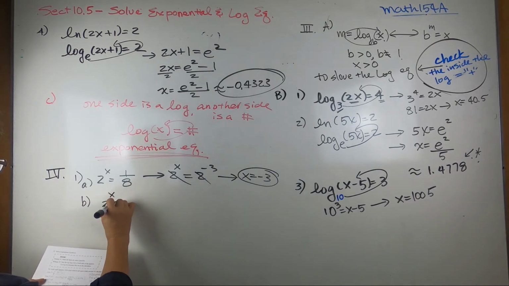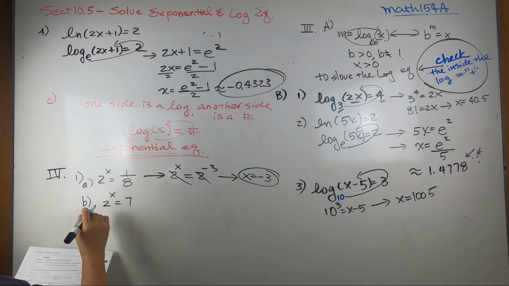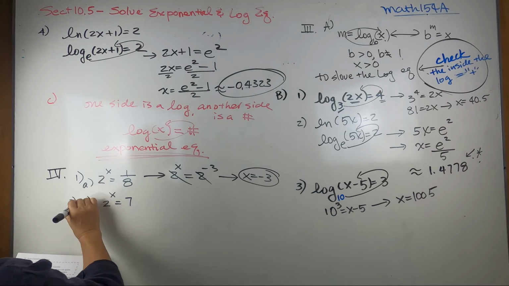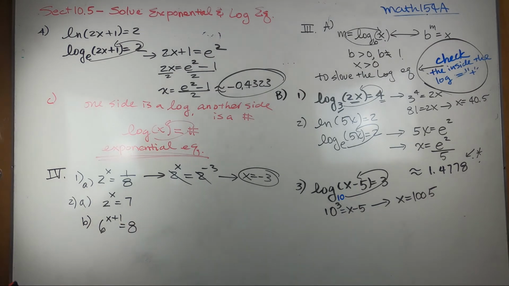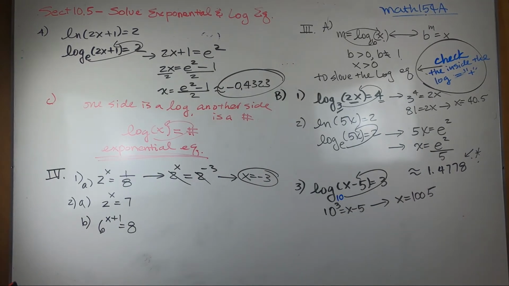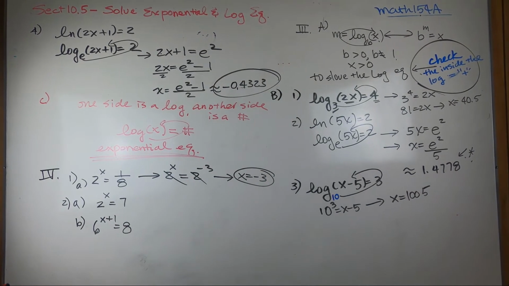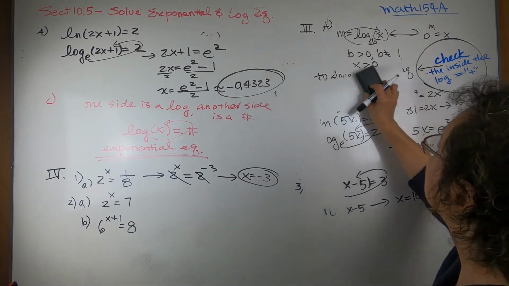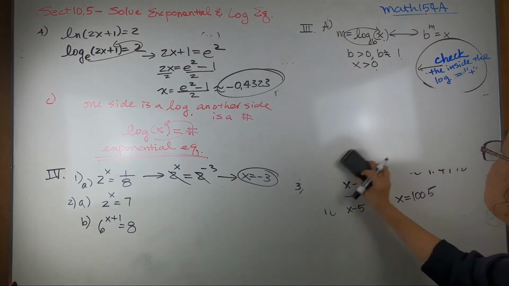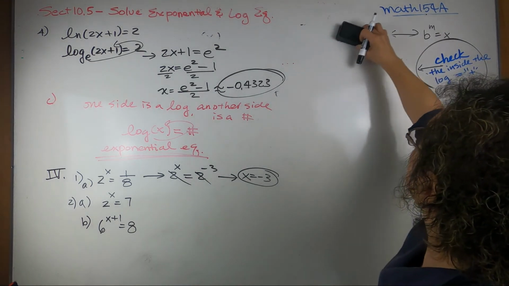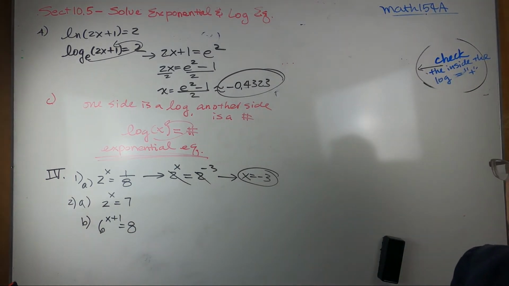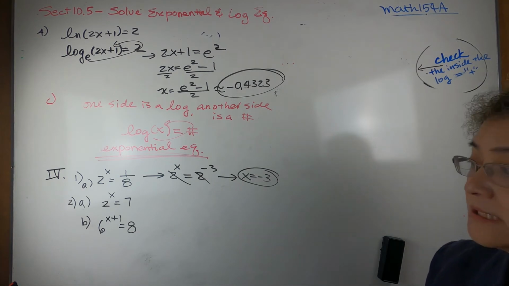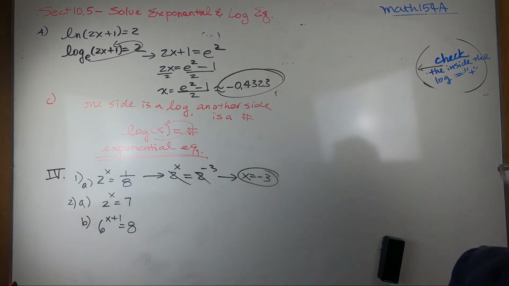What happens if we have 2 to the x equals 7, like this? And 6x plus 1 equals 8. So we have exponential equations. Can we change to the same base to solve it? What do you think? One is 2, one is 7. You can never make it the same base. Then what are we going to do?